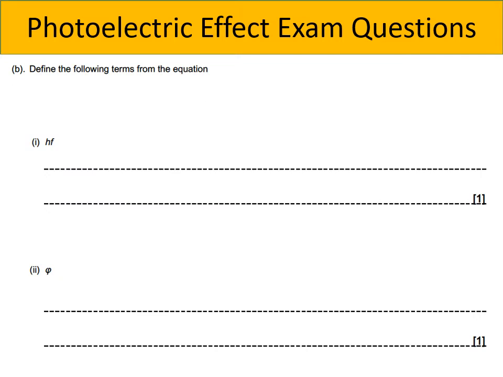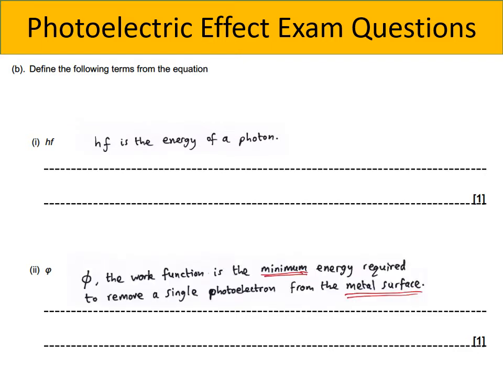B is a nice, easy question, just as long as you can make sure that you remember the definitions. Define the following terms from the equation. So the equation Hf, well, that is simply the energy of a photon. The work function, we've done that before, haven't we? So there's no harm in having another go, just to make sure that you have remembered it. So work function phi is the minimum energy required to remove a single photoelectron from the metal surface. Okay, and it's as simple as that.